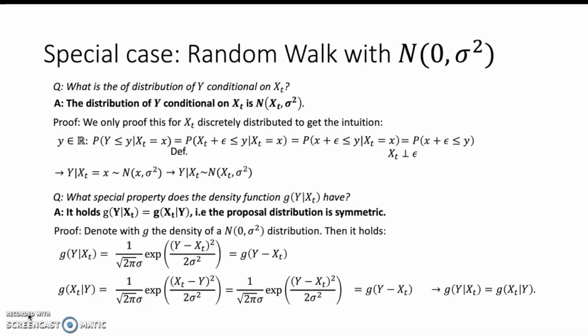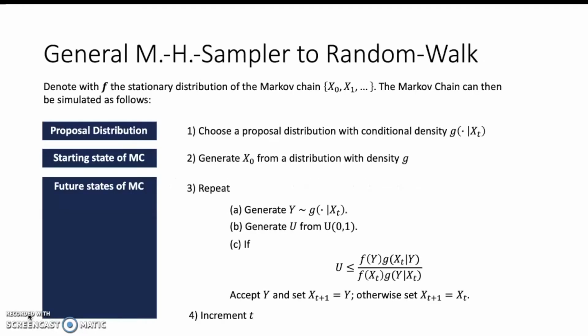Okay, why does this matter? Because this helps us to simplify the Metropolis-Hastings sampler significantly. So if you remember, this was our random walk, our Metropolis-Hastings sampler, and then we have this conditional density. We know it's symmetric, so we can just plug this in here and get that we only have to compute f(y) divided by f(xt) to get our acceptance boundary. So this is then called the random walk sampler, a special case of the Metropolis-Hastings sampler.